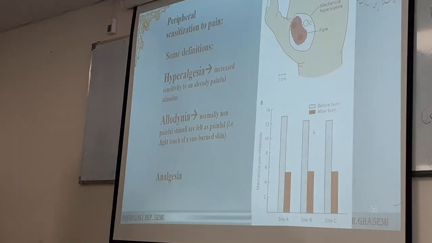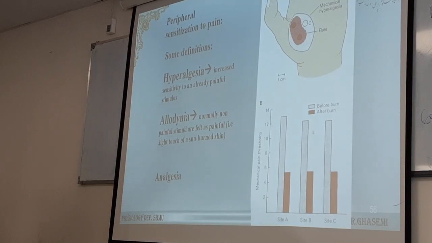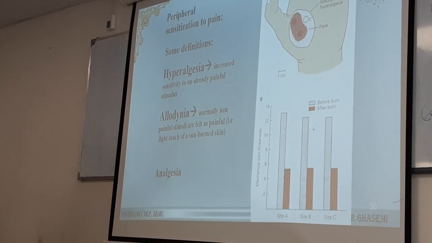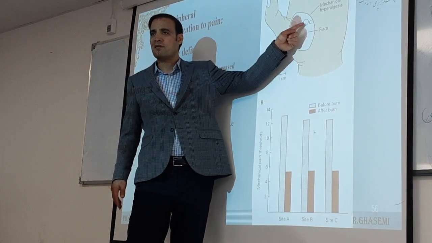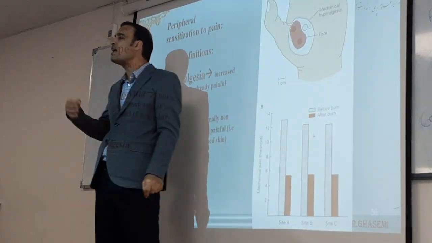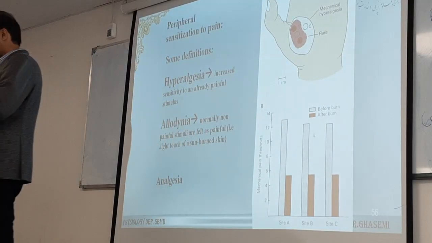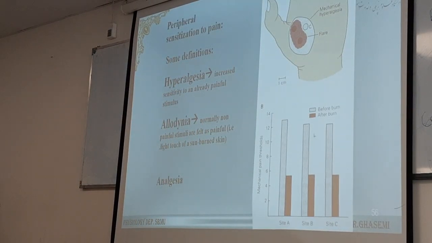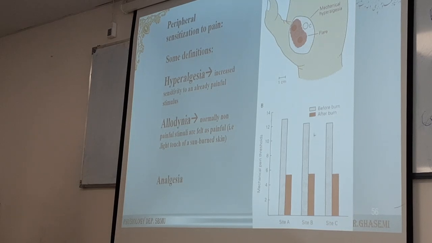What about hyperalgesia? Hyperalgesia means when we have a painful area, for example, a burning, now this area is very sensitive to pain stimuli. For example, if on burning skin you put a pin, it is painful, but not very severe. But our response will be very, very high. In fact, sensitivity to pain is increasing, but to pain stimuli, not to touch stimuli.